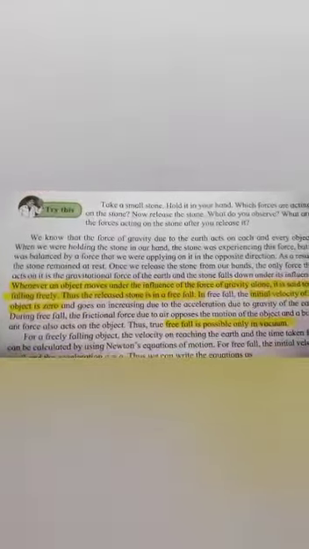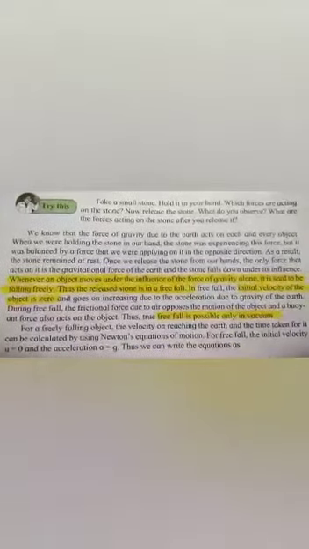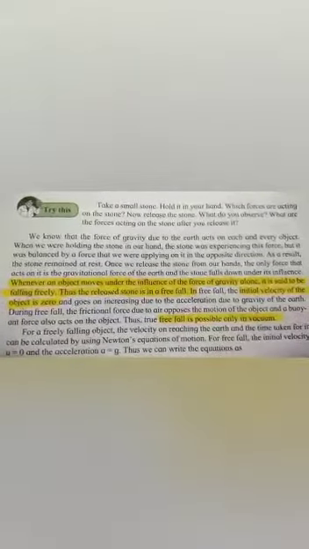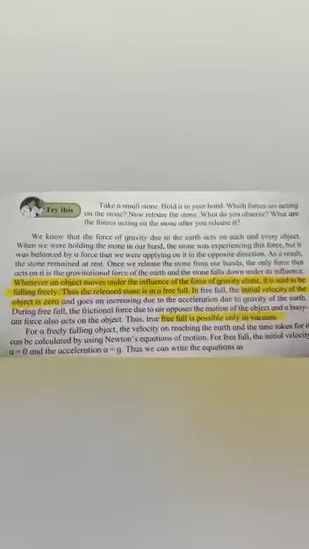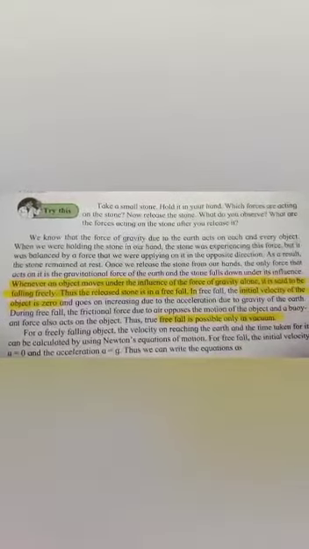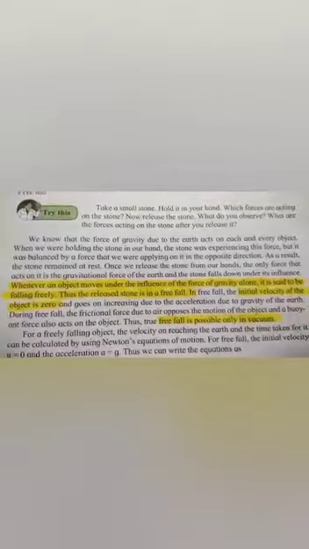After reading this paragraph, you will come to understand that whenever an object moves under the influence of the force of gravity alone, it is said to be falling freely. Thus, the released stone is in free fall. In free fall, the initial velocity of the object is zero and goes on increasing due to the acceleration due to gravity of the earth. During free fall, the frictional force due to air opposes the motion of the object and a buoyant force also acts on the object. Thus, true free fall is possible only in vacuum.